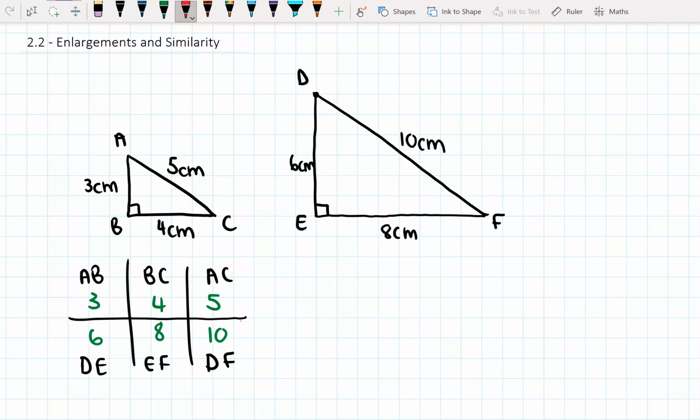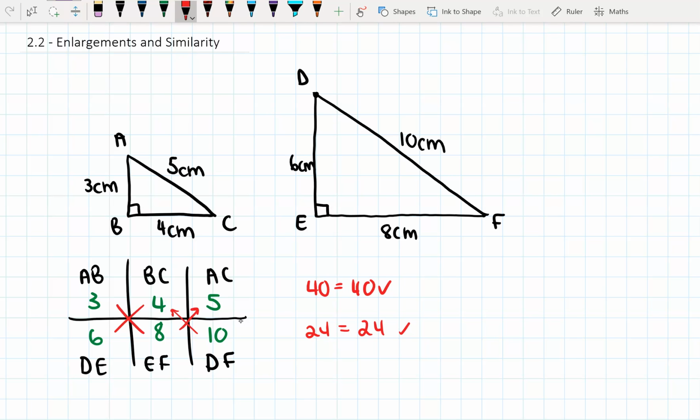Now, if we look at the cross multiplication, you will see that we get the same result each time. So 4 times 10 is 40, is equal to 5 times 8 is 40. So that ratio holds. Let's do it here. 3 times 8 is 24. And that's equal to 6 times 4, which is 24. So again it holds. So this ratio table shows us that there is a constant relationship between the sides of the triangle.